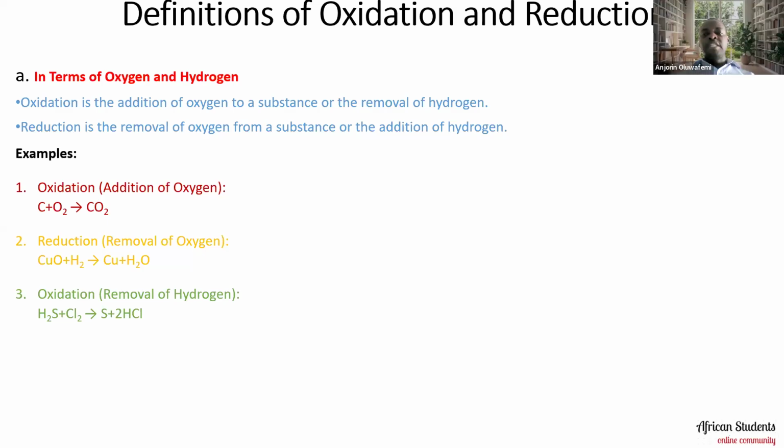Now we look at oxidation in terms of removal of hydrogen. We can use this example. When hydrogen sulfide reacts with chlorine, hydrogen sulfide is oxidized to sulfur, and HCl is formed alongside. What has happened is that there's a removal of hydrogen from hydrogen sulfide. So that is an oxidation. We say that the H2S has been oxidized to sulfur, because it is a removal of hydrogen.